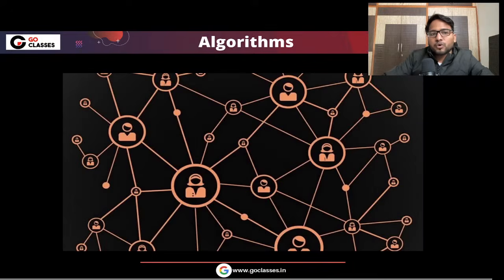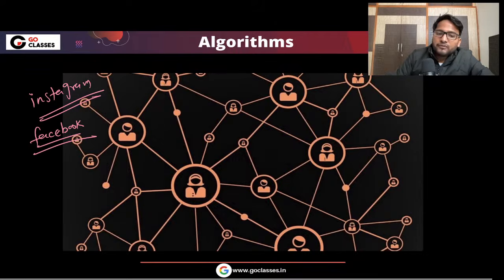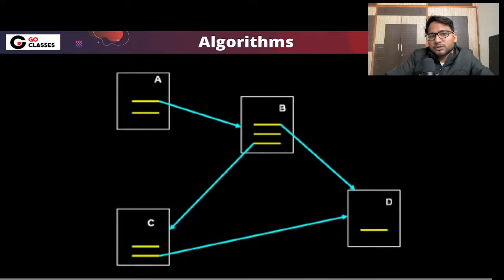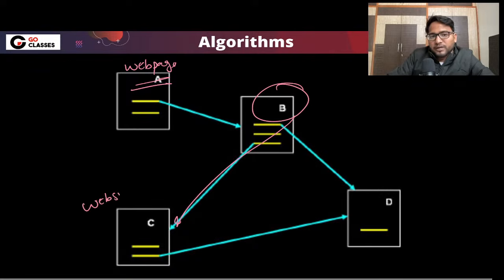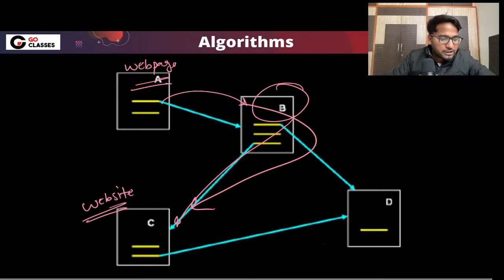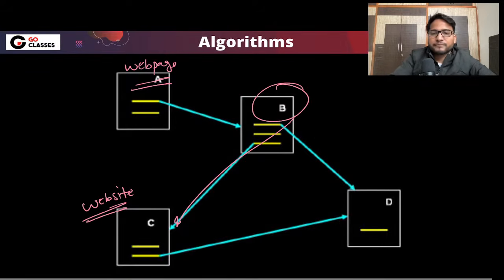And what are the other applications of graphs? For example, let's suppose you talk about any networking website, like Instagram or Facebook, anything, right? These are also graphs. Web pages are also graphs. Let's suppose this is web page A, this is web page B, and B goes to web page C. So if A has some link that can redirect you to B, and B has some link that can redirect you to C, then you can say that all of these are graphs, right?